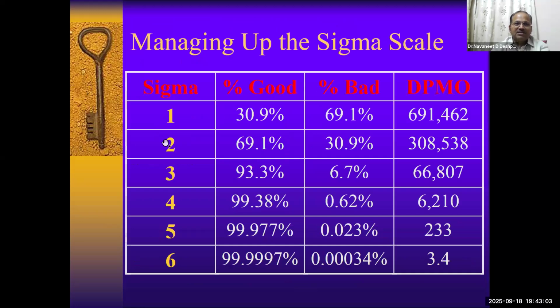So currently at Six Sigma level 1, 30% good, 69% bad. Level 2, 69% good, 30% bad. Level 3, 93% good, 6% bad. Level 4, 99.38% good, 0.62% bad. Like that it goes on. So the good is going to increase like this, 99.977% good, 0.023% bad. And here the sixth level of Sigma is the highest.